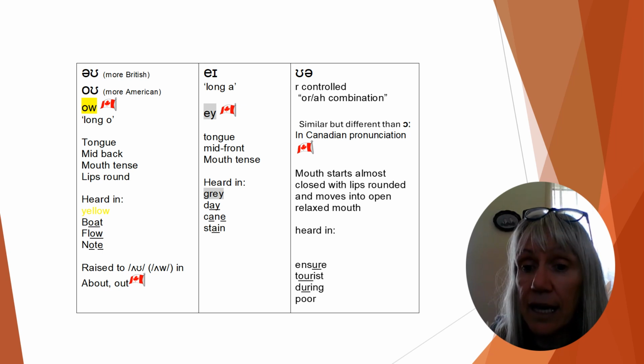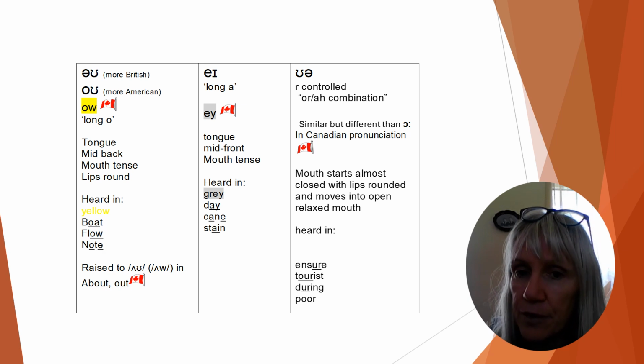When you say a lot of A's, you actually feel it in your cheeks. The next symbol we're seeing is a U with that schwa E or that upside down E again. This is R controlled as well for O and A combinations. Similar but different than the C with the colon in Canadian pronunciation. Mouth starts almost closed with lips rounded and moves into an open, relaxed mouth.